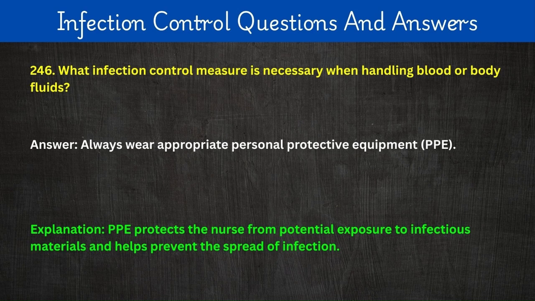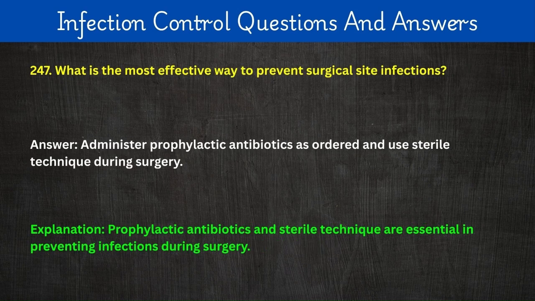Answer: always wear appropriate personal protective equipment, PPE. Explanation: PPE protects the nurse from potential exposure to infectious materials and helps prevent the spread of infection. 247. What is the most effective way to prevent surgical site infections?